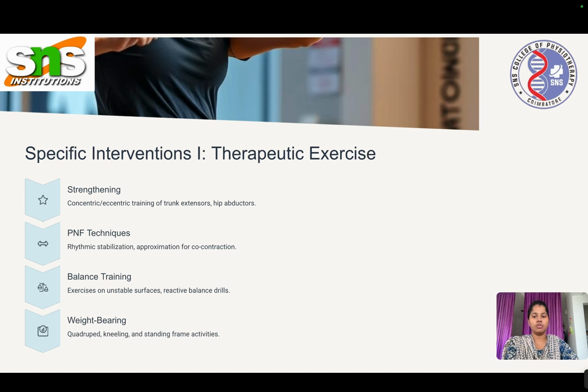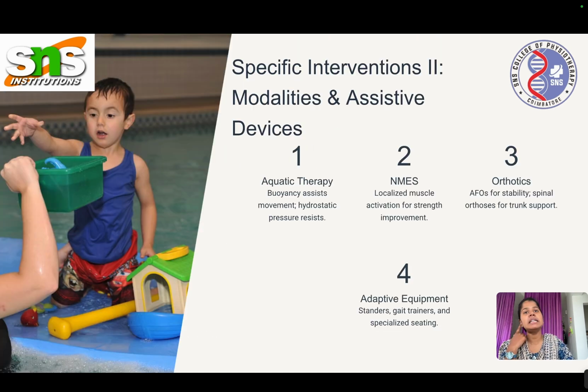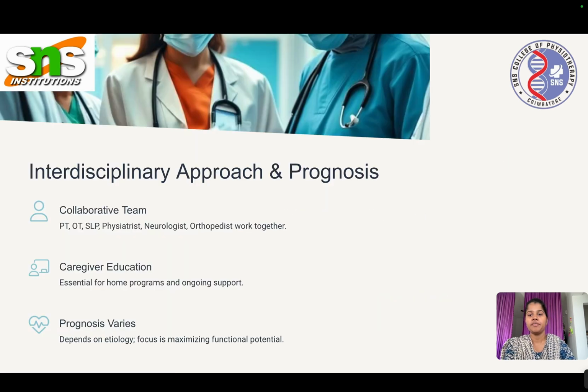Coming to the modalities and assistive devices, aquatic therapy, where buoyancy assists movement and hydrostatic pressure offers resistance, neuromuscular electrical stimulation, that is NMES, and orthotics like AFOs are also given. Adaptive equipment such as standers, gait trainers, and specialized seating systems is also provided to such patients.